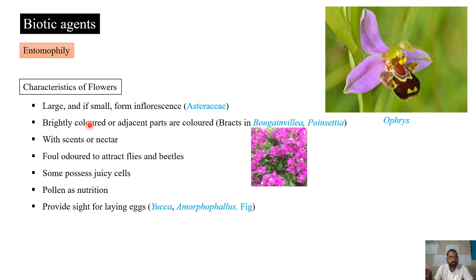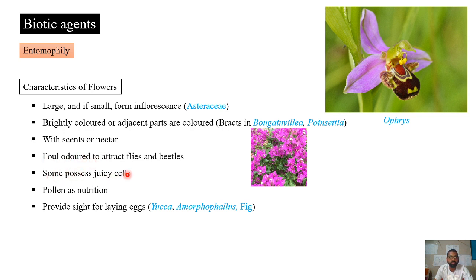Next, brightly colored. The flowers are brightly colored. Sometimes the adjacent parts, not just petals, also can be colored. For example, in the case of bougainvillea, which is one common plant which you can see in our houses, the bracts are actually colorful. The colors that you see are actually because of bracts, not because of flowers. And this you can see in the poinsettia also. And the flowers release scents and nectar. In the case of flies and beetles, they get attracted to foul odor, therefore these flowers release foul odor.